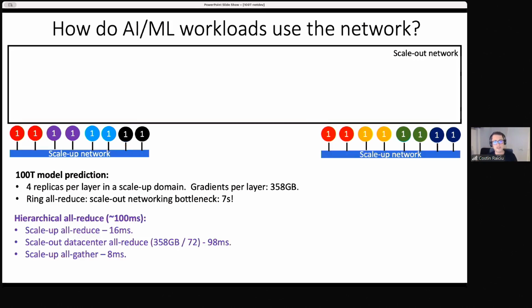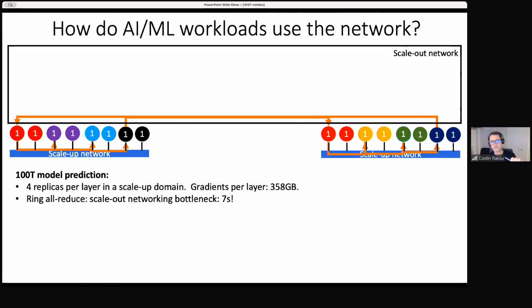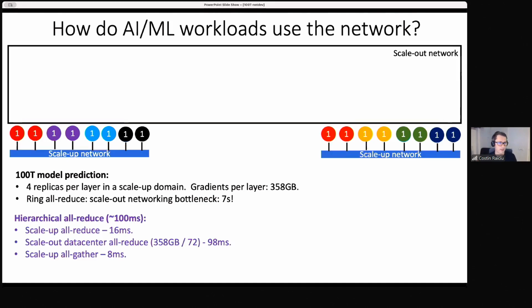So then, if this hierarchical reduce has the nice property that very few flows are leaving the rack, right? You have just one flow going out and one flow coming in. This looks nice from a network point of view, but it's actually bad from a completion point of view.